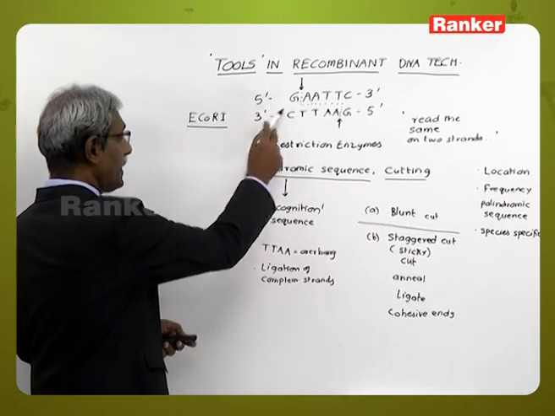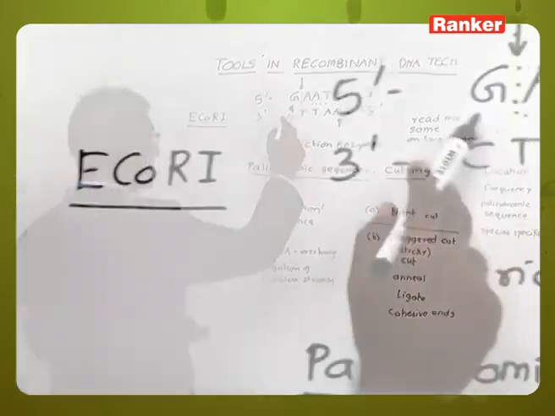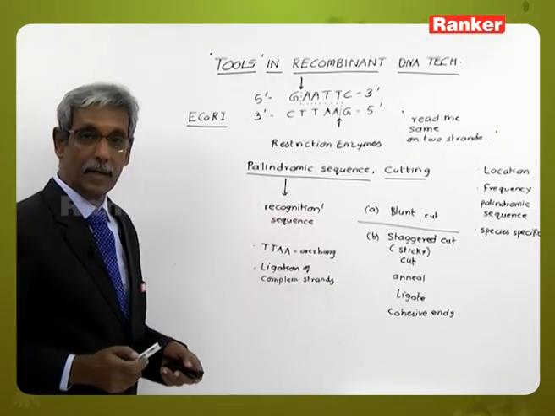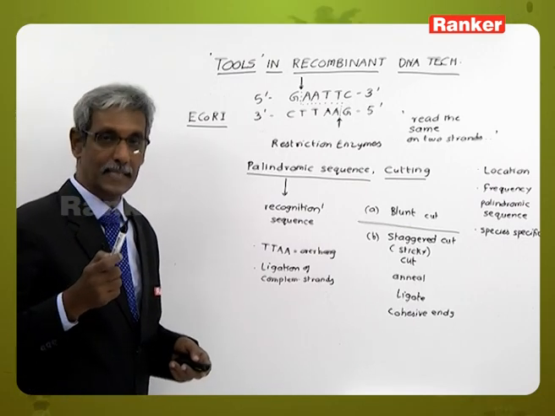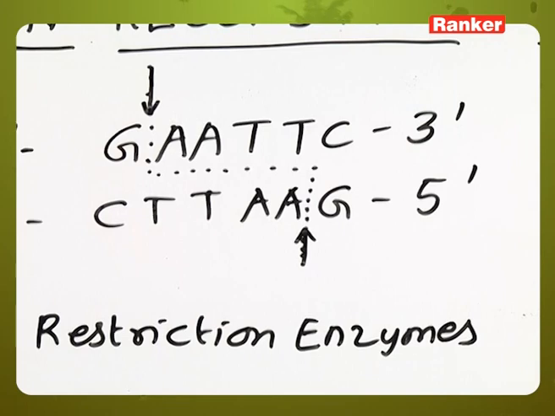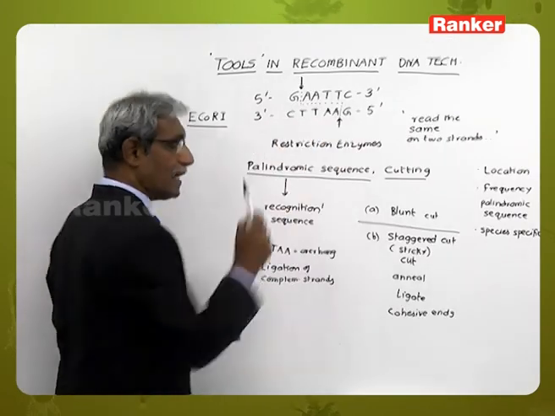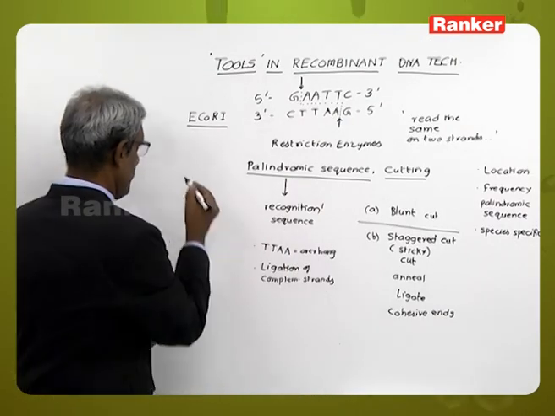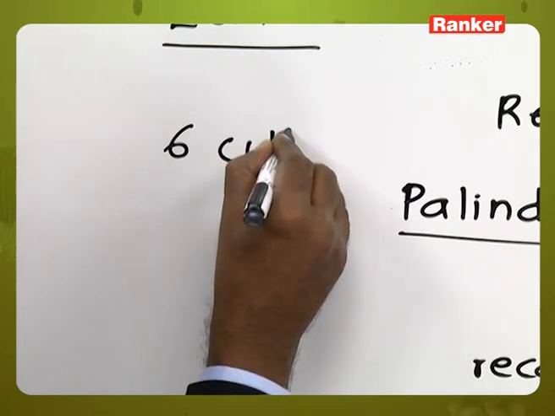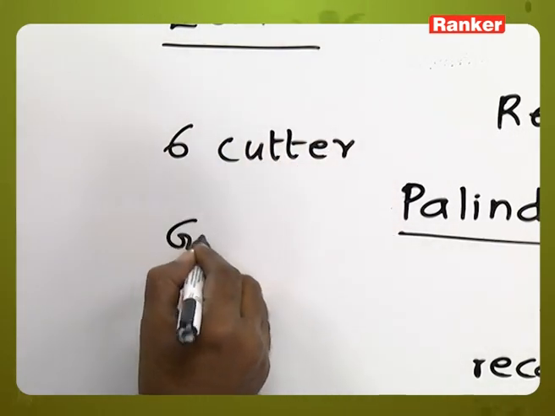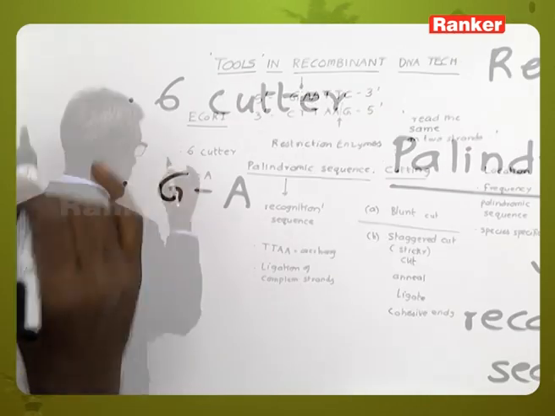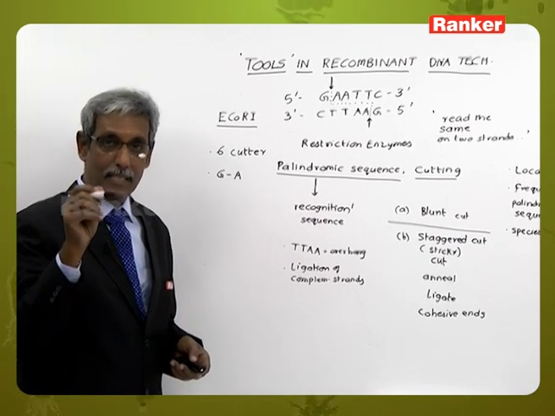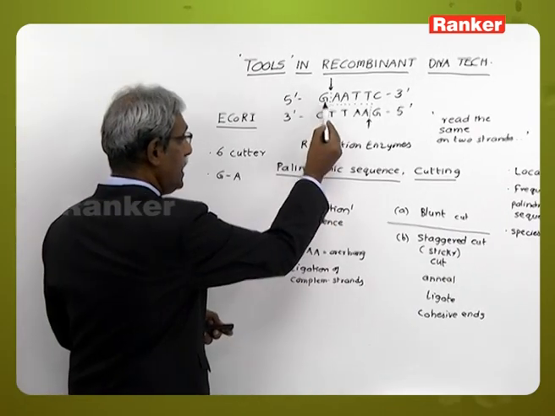EcoRI recognizes the palindromic sequence of GAATTC and CTTAAG. Number one, it recognizes the palindromic sequence. Next, it recognizes what sort of sequence? It recognizes a 6-cutter sequence. Remember, GAATTC is termed a 6-cutter. And always EcoRI cleaves or cuts the 6-letter sequence between G and A.